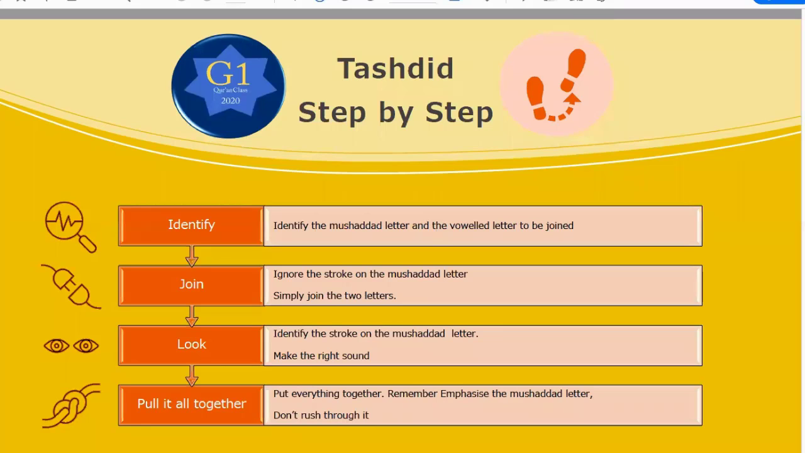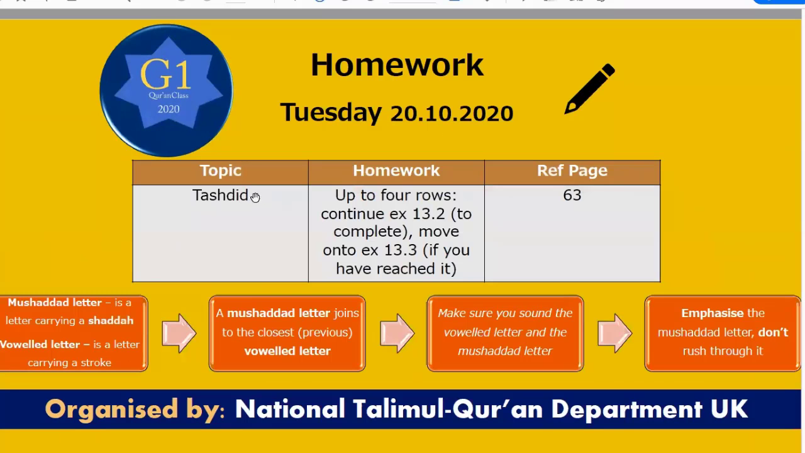Okay, and your homework for today will be tashdid. So it's practicing this up to 4 rows. You can continue with exercise 13.2 to complete it, which we completed today, and you can move on to exercise 13.3. And you can carry on practicing the words that we have done today. And the reference page is page 63.